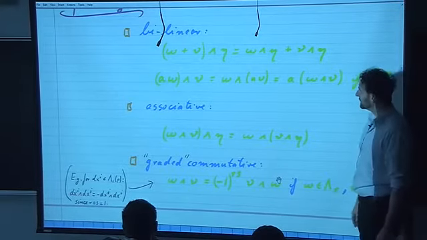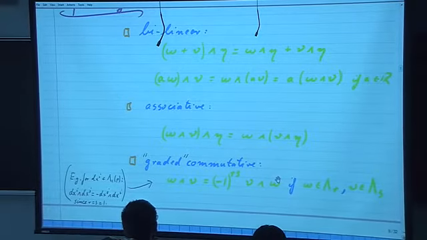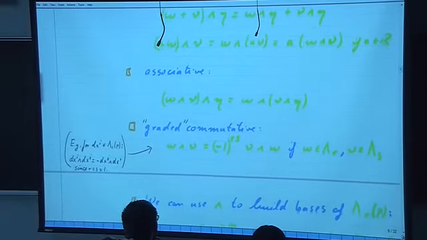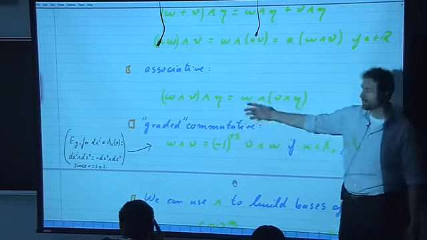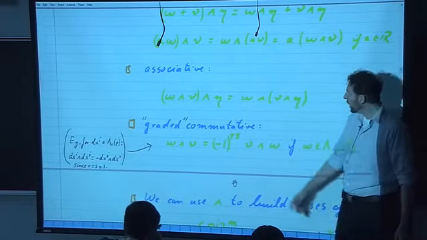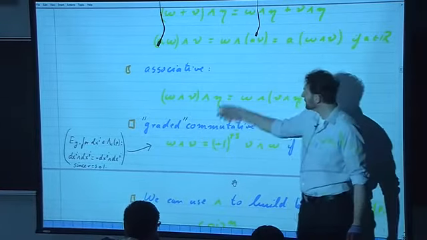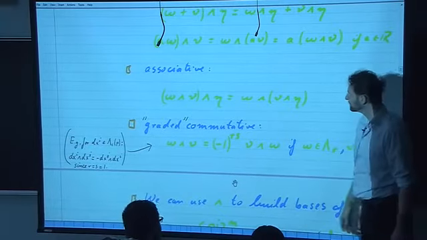Commutativity is not guaranteed. It just doesn't hold, although it holds often, not always. It's graded commutative. It's neither commutative nor anti-commutative. What it is depends on the degree of the differential forms.